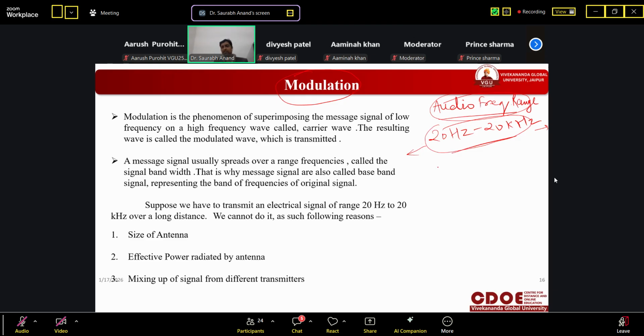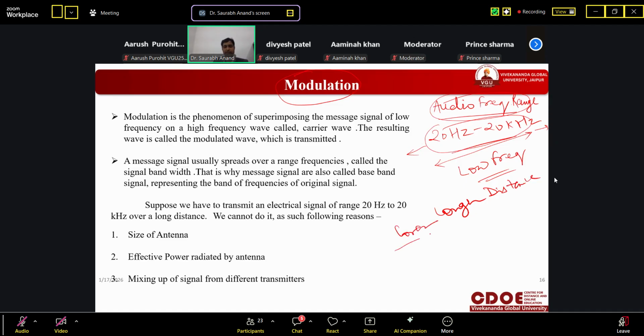Whenever we talk about information, we actually mean the audio signal. In communication, what do we want? We want to send our audio signal. That signal will be in this frequency range only. But this is a very low frequency. It cannot travel a longer distance.